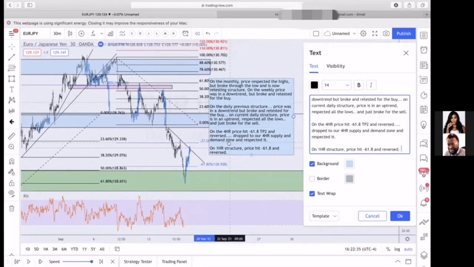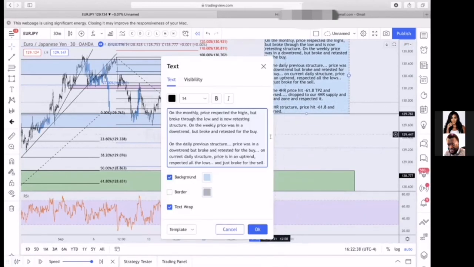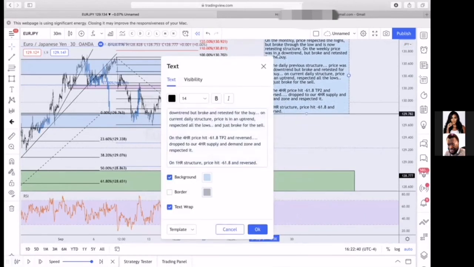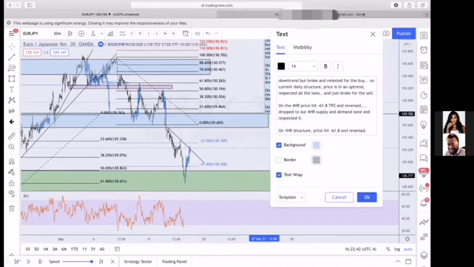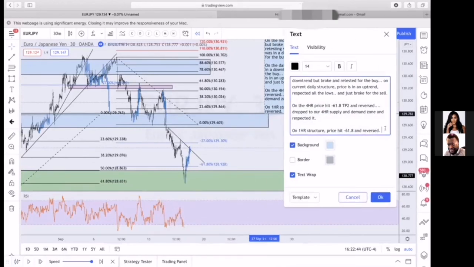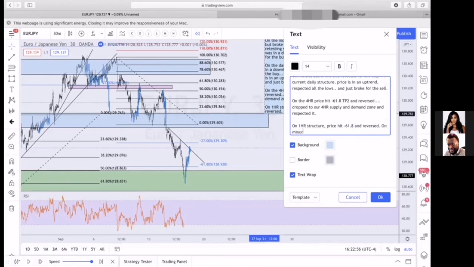You with me? Does it make sense? All right, so all you're gonna do is a top-down analysis on each of your charts. Okay, so let me just finish writing this. Price hit our negative 61.8 and reversed on minor structure.